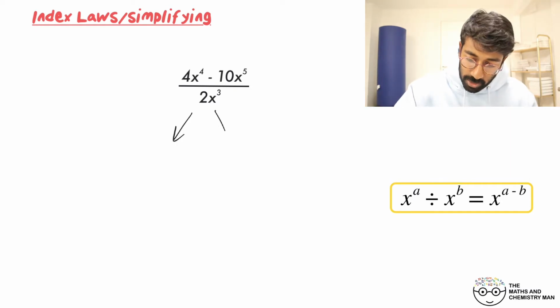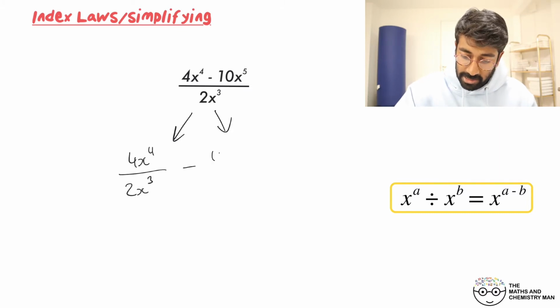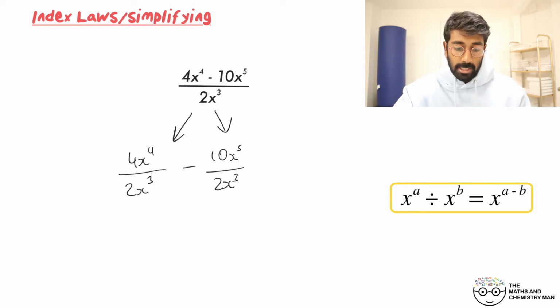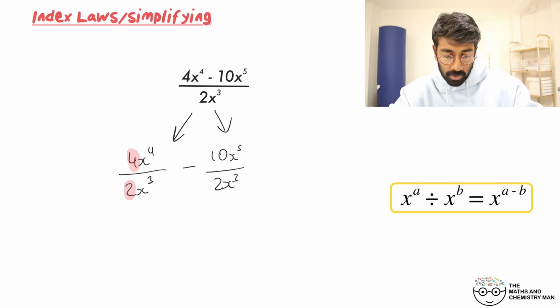Next one, again, split it up. So we'll break it into two fractions. We've got 4x to the 4 over 2x cubed, subtract 10x to the 5 over 2x cubed. So just make sure we're actually dividing the numbers at the front. So 4 divided by 2, which will just give us 2.